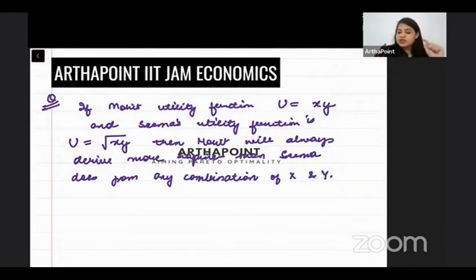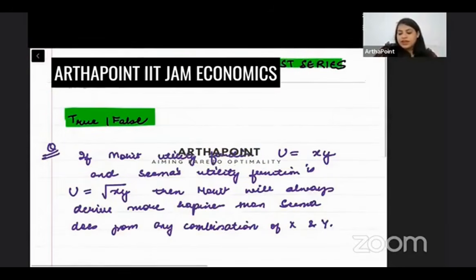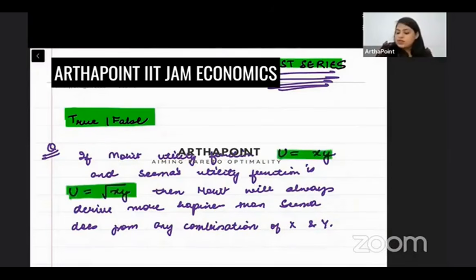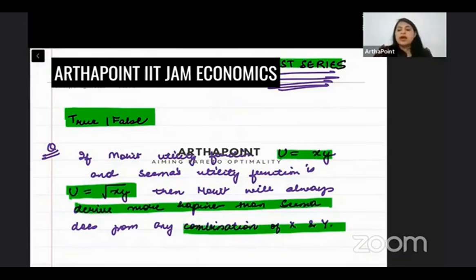This is based on one of the IIT JAM mock papers series that we have in our course. So if Mohit's utility function is u is equal to xy and Seema's utility function is root xy, then Mohit will always derive more happiness than Seema for any combination of x and y. I'm giving you 2 minutes to solve this question. Jot down your answer, think about what the answer can be, then I will solve it with you. Tell me whether this is a true statement or false.